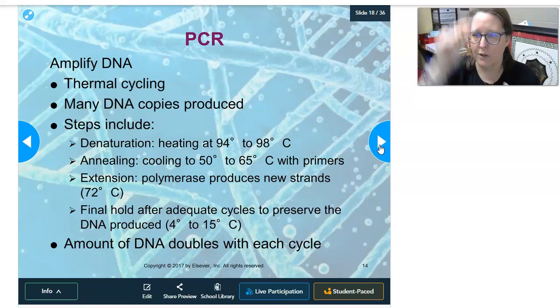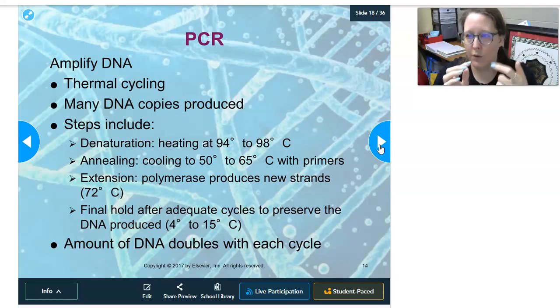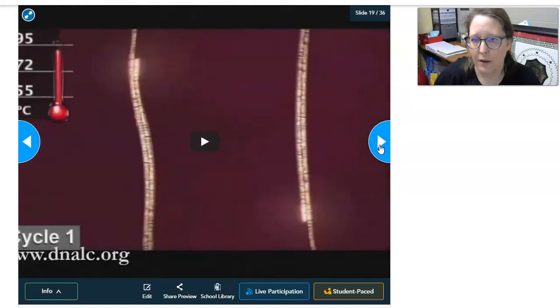And so you have copies made, all the little bases are added, and then you denature again. So now you have the new one with its copy, and then they separate. You anneal and you add bases, and you do that for many cycles, and then usually there's a final hold after the adequate number of cycles that preserves the DNA produced, at colder temperatures, 4 to 15 degrees Celsius. Each cycle doubles the amount of DNA. I'm going to show you the video, but basically you go from 1 to 2, 2 to 4, 4 to 8, etc.